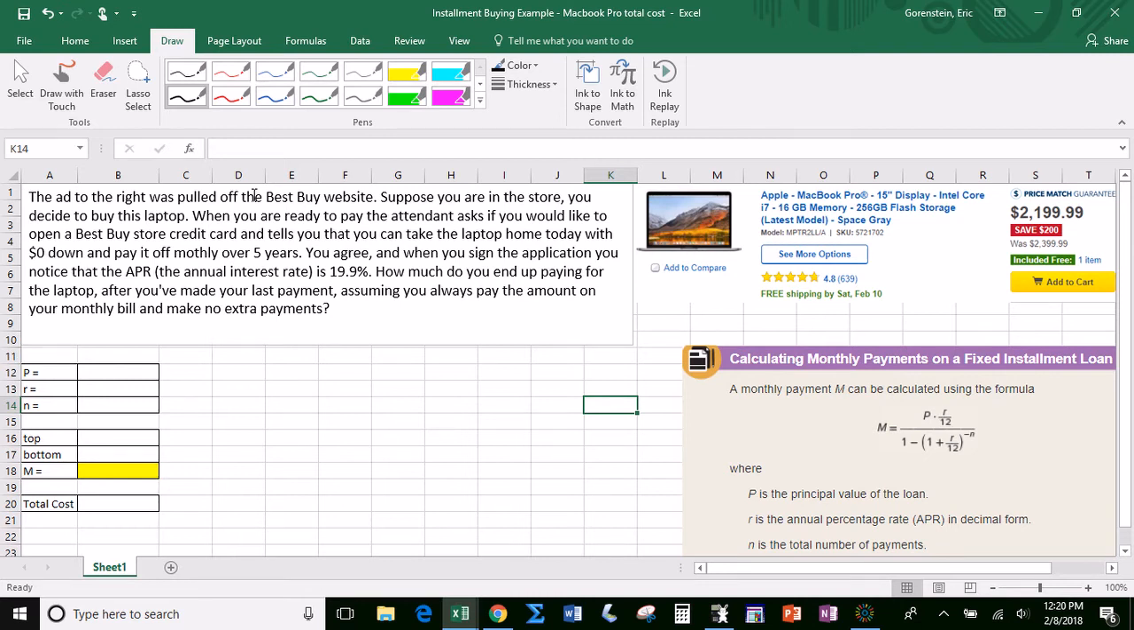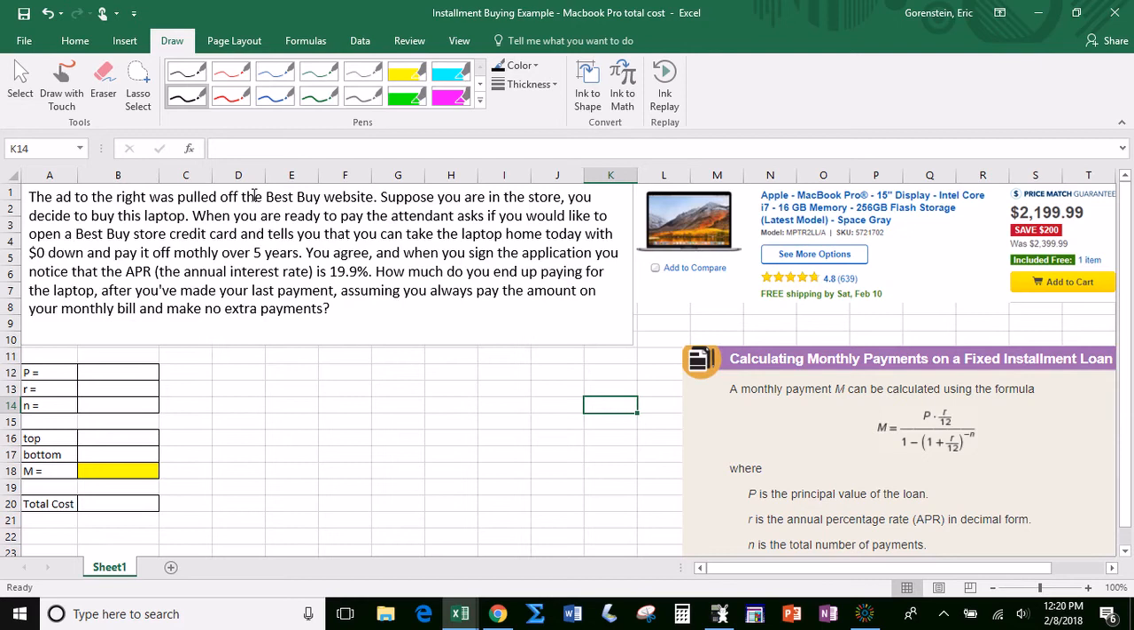I'm just using Best Buy as an example. I went to their website and I pulled this ad up here on the top right for the Apple Macbook off their website. So, let's say this is the laptop you're trying to buy. It's $2,199.99. You get to the cash register, and when you're about to pay for it, the person working asks you if you would like to open up a store credit card. $0 down, take the laptop home today, and pay it off in small monthly installments.